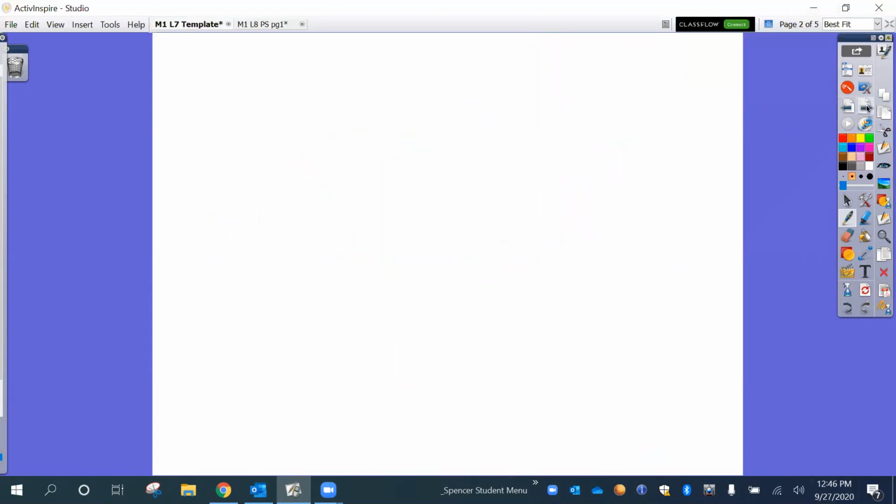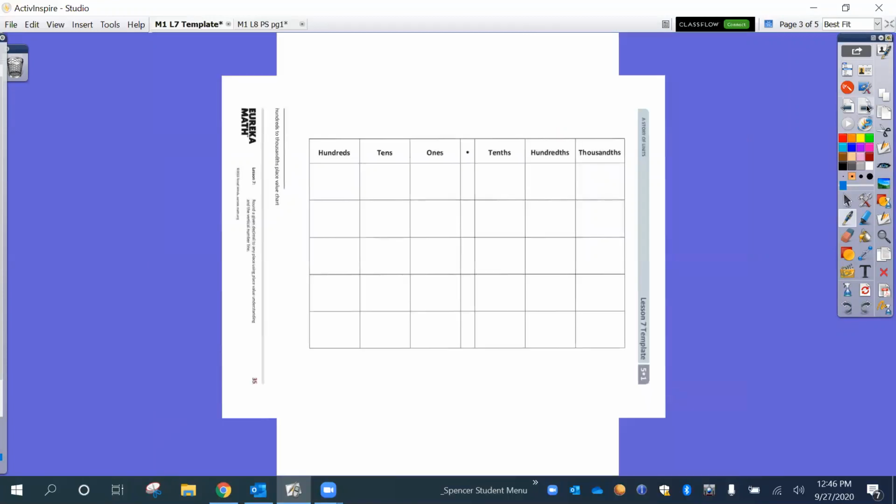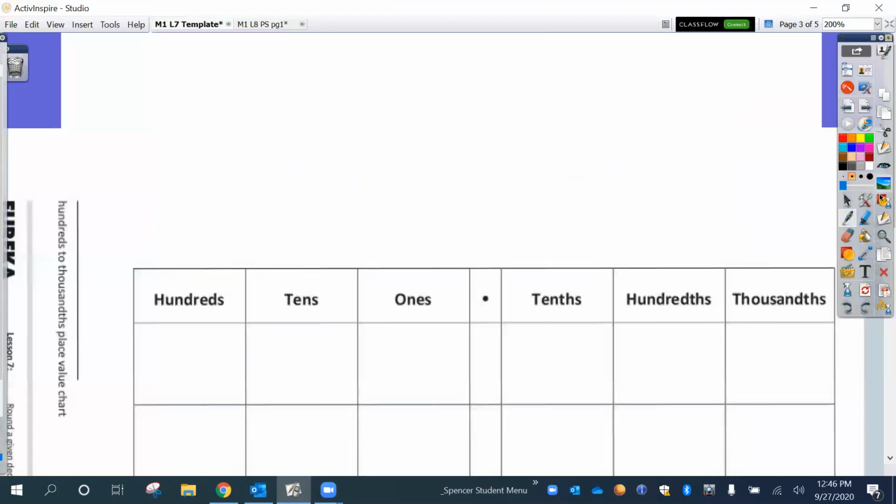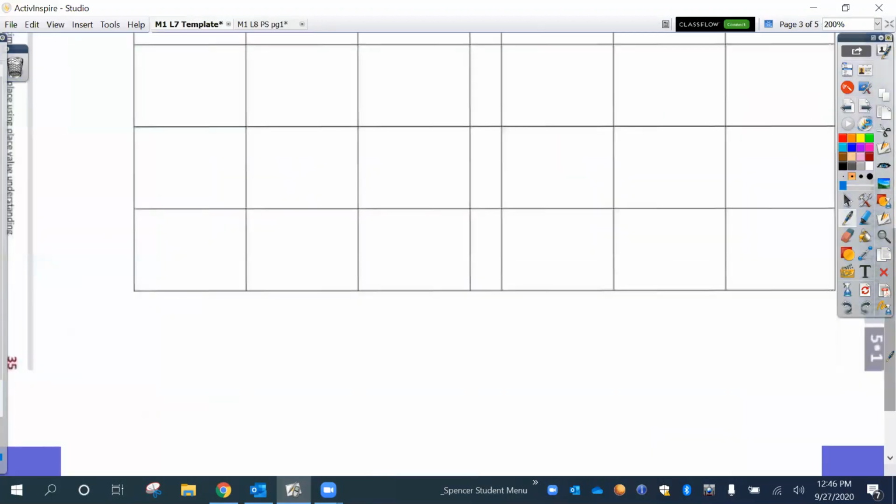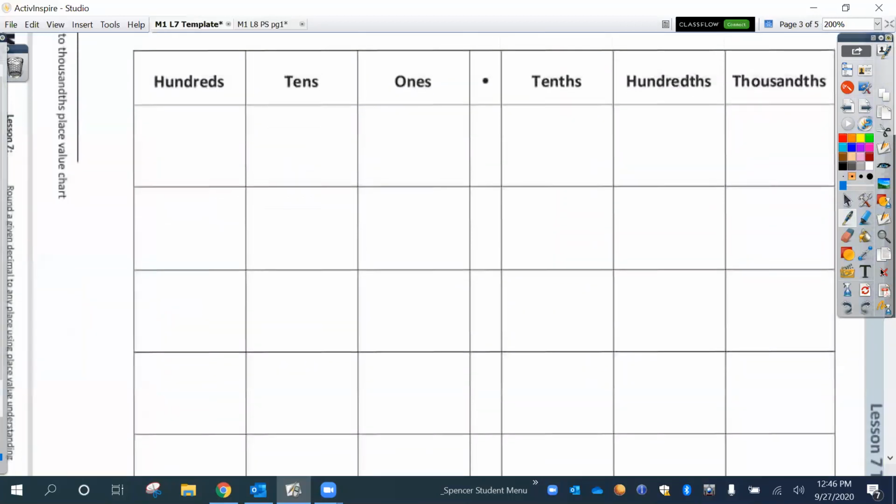All right, so now we are going to be using our place value chart. There's a template in our lesson 7 material, so please get that out. And then I'm going to zoom in to work on this chart.